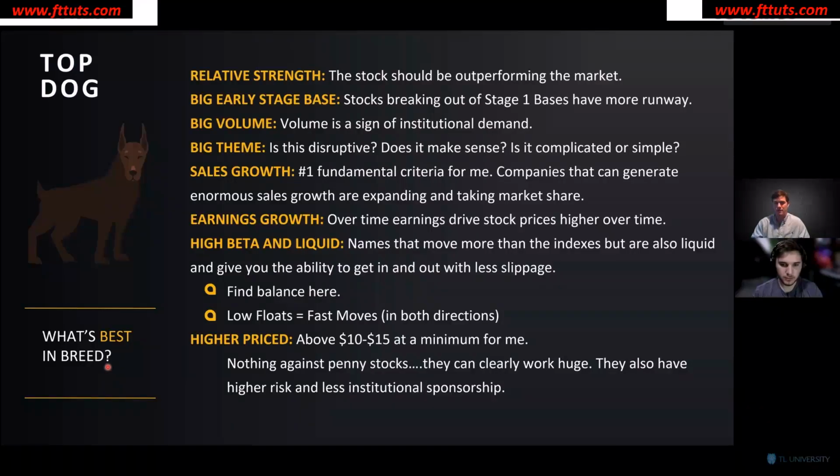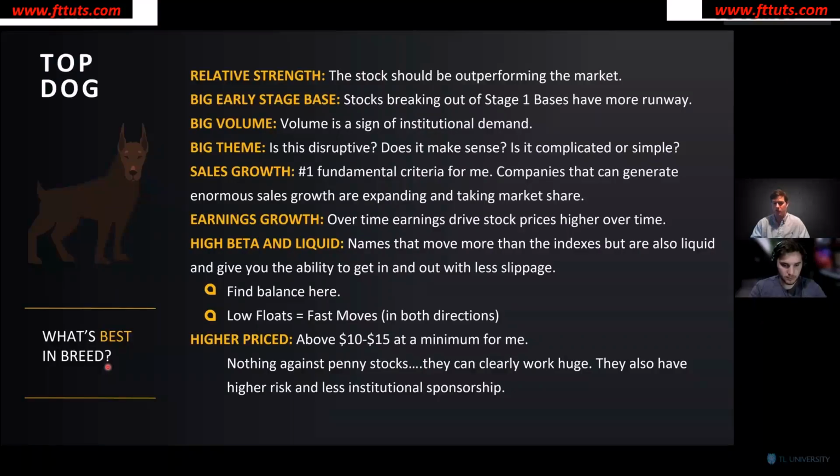So I like to manage that downside, and I think it's easier with those higher price stocks to do that. And I will say here, nothing against penny stocks. I mean, they clearly work huge. I see people who are up 10,000% on a year trading penny stocks. So there's a bunch of ways to skin the cat. Just for me, I find that they can be higher risk and they have less institutional sponsorship.